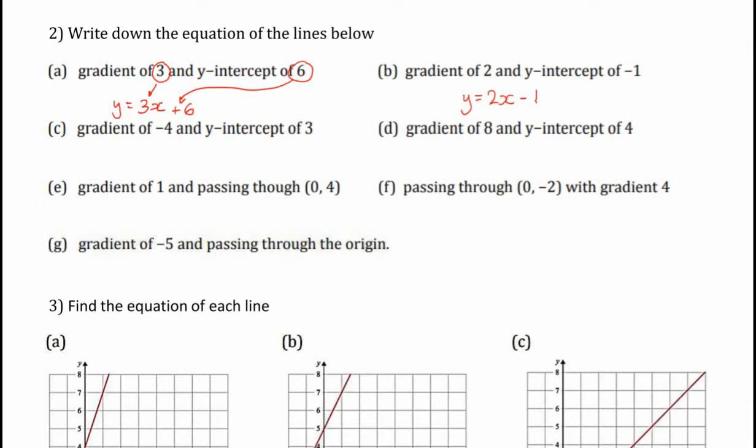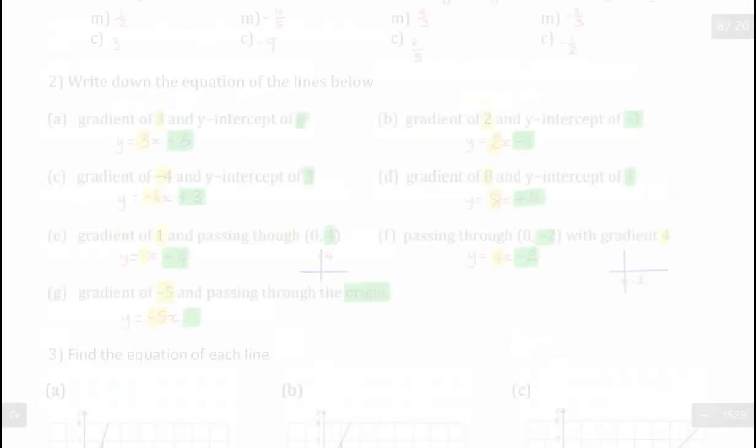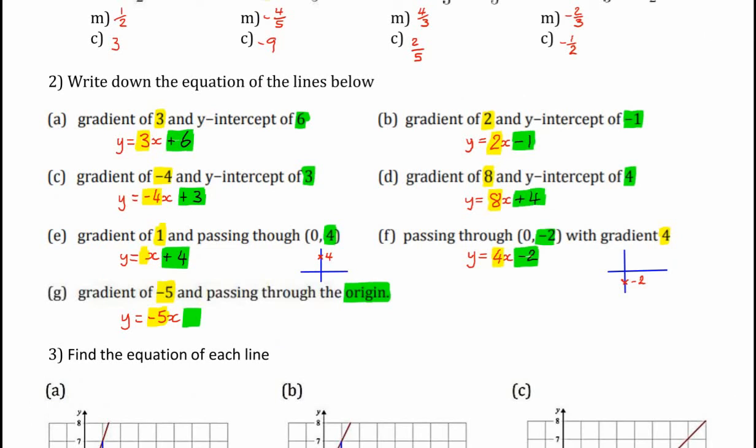Okay, again, pause the video, press play when you want to see the answers. There's the remaining answers to question 2. I've just highlighted which ones were the gradient in yellow and the y-intercept in green, and just to show you that any equations that go through the origin, there's no need to put +0, so that's why I've just highlighted that empty space as emphasizing that the y-intercept was 0.